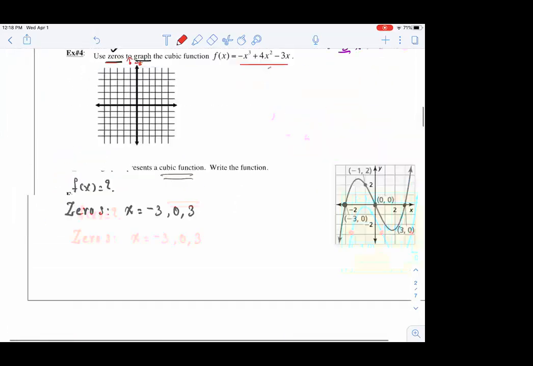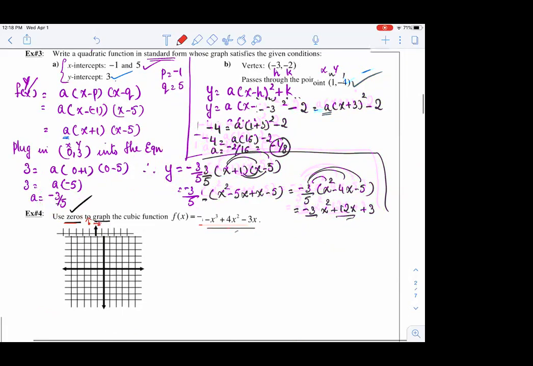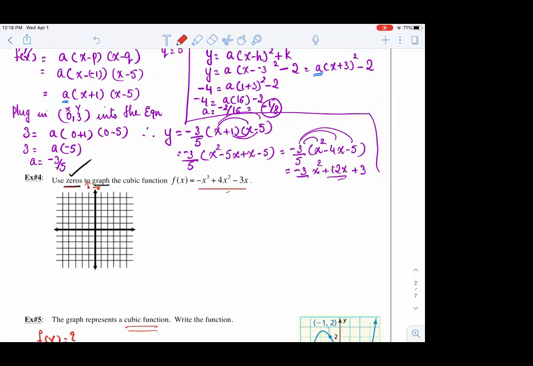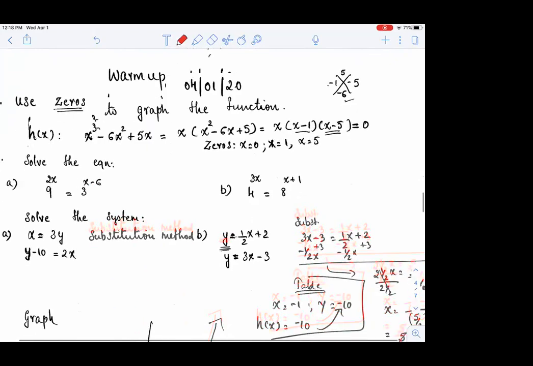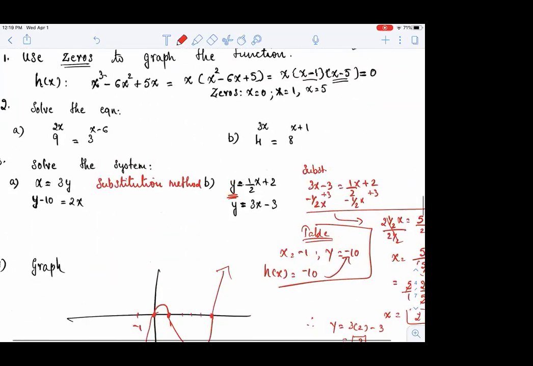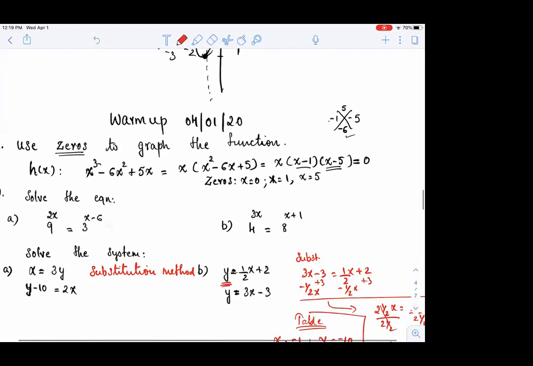Where was the work for that? Oh, I wrote it here. Okay, yeah. So from here, see what happened. This is how you got from the function. Okay, I think I erased that. Okay. Look at the first warm-up then. The step right before you getting the zeros looks like the factors, right?